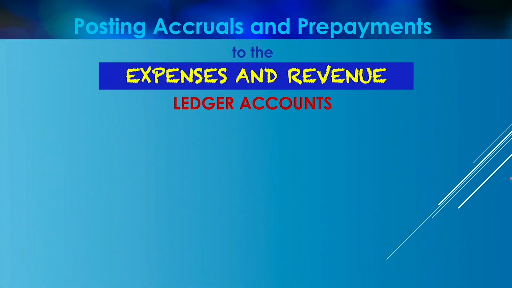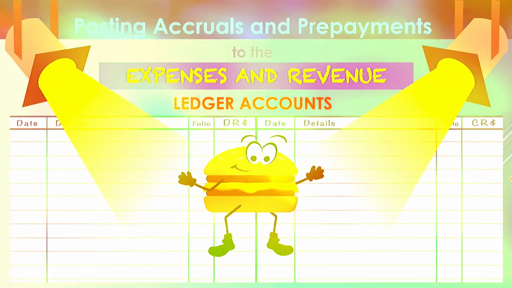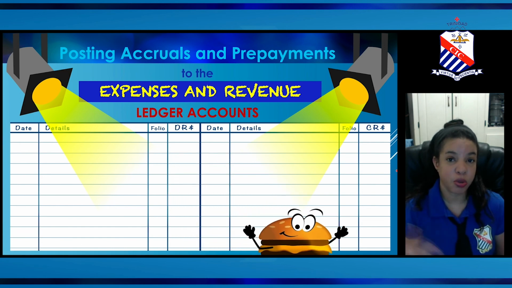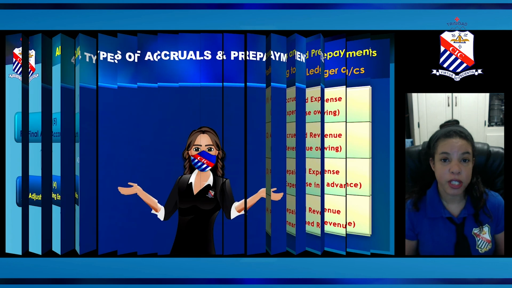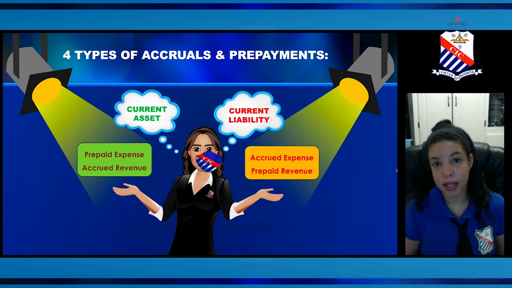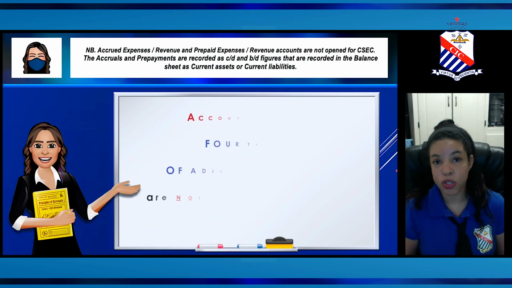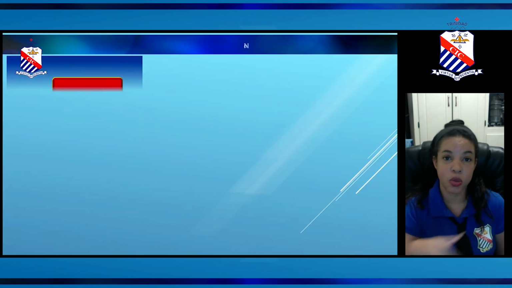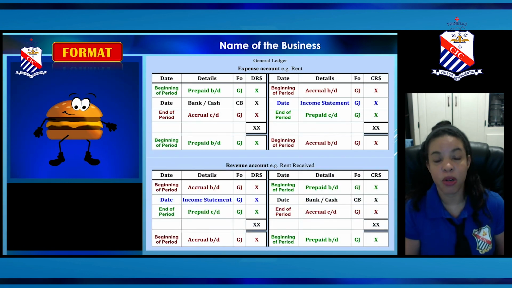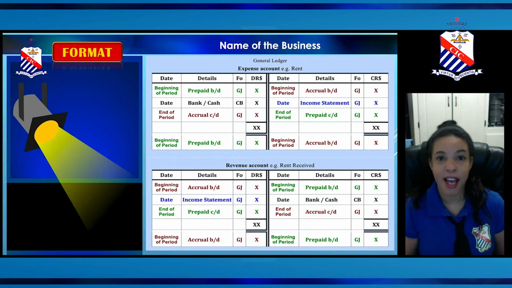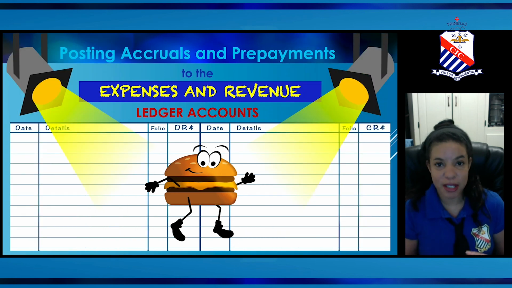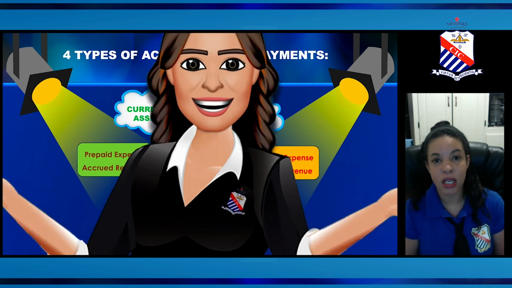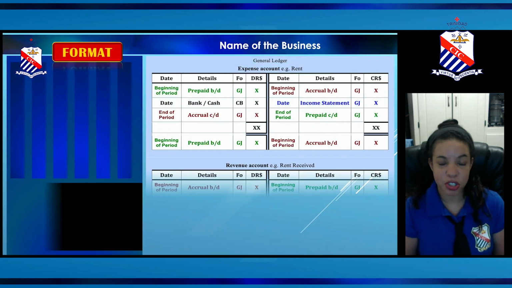So that's it for our lesson today. We learned about the expenses and the revenue accounts in terms of the accruals and the prepayments. For CSEC, since we do not open the asset and liability accounts, we use the expense and revenue accounts and the opening balances and the closing balances to record our accruals and prepayments. And as we saw, it still ends up on the correct sides in terms of the debits for the assets and the credit for the liabilities. So that is pretty cool.